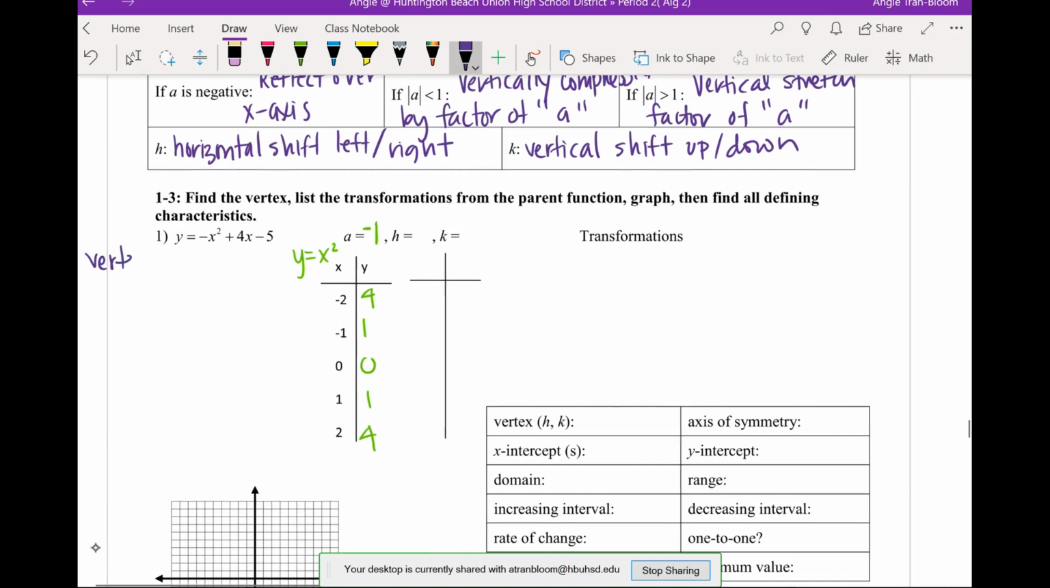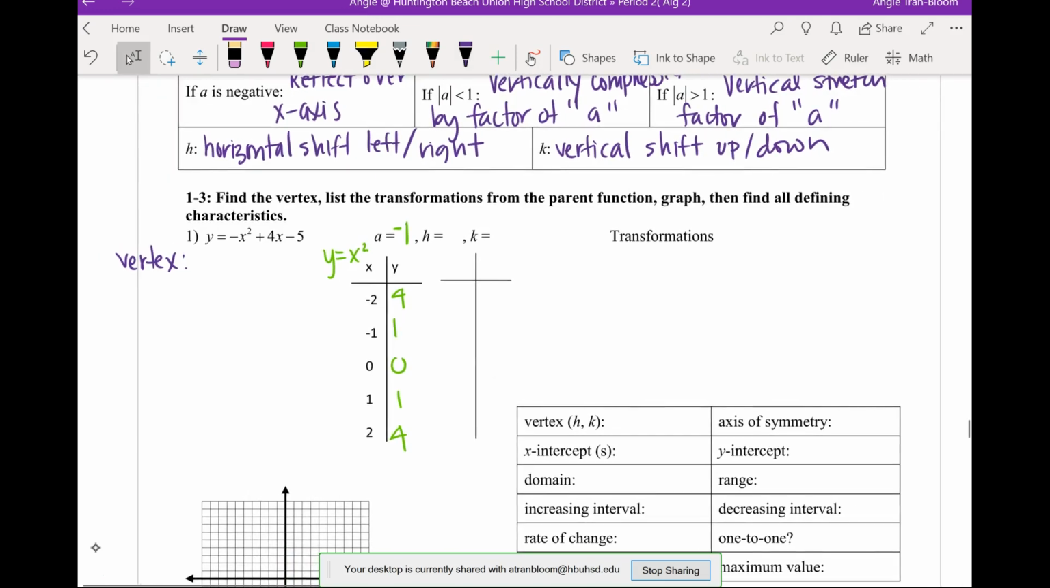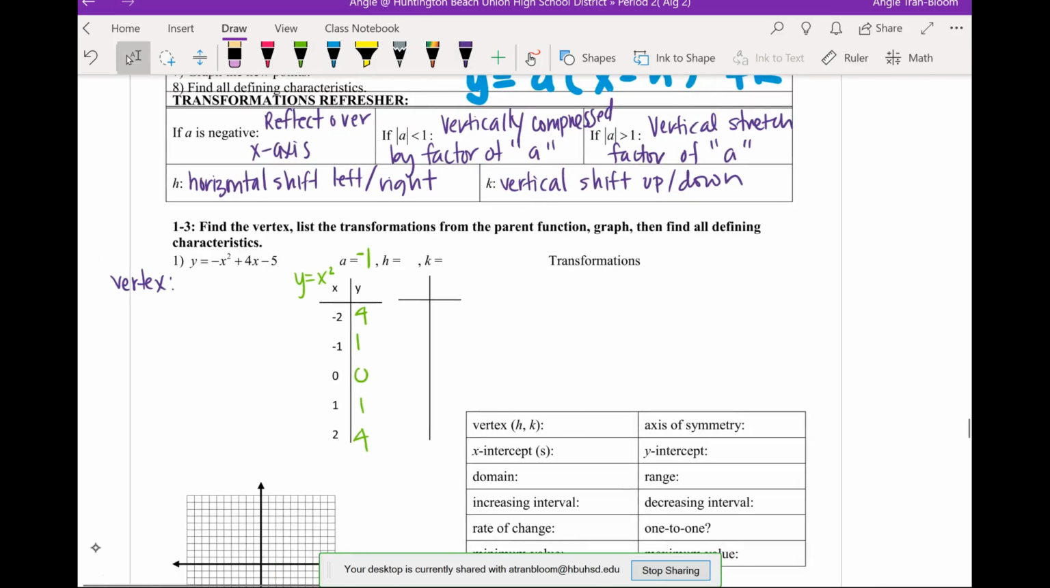Vertex. How do we find the x-coordinate of the vertex? Plug it in. What am I plugging in? X is -b divided by 2a. What's our b value here?